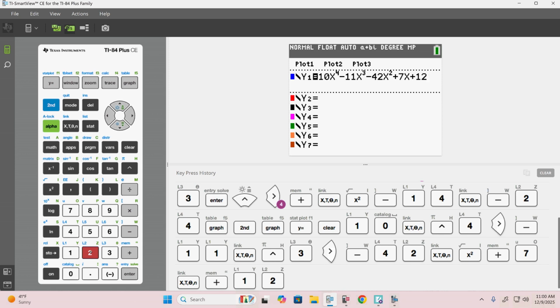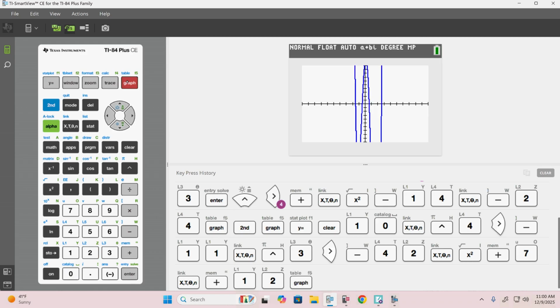And once you get it, hit graph. Got to hit y equals first. And make sure you're able to get this graph, get it typed in and graphed. Everybody get it typed in? Because once we get it typed in and we hit graph, we see that we have these intersections here, yes?